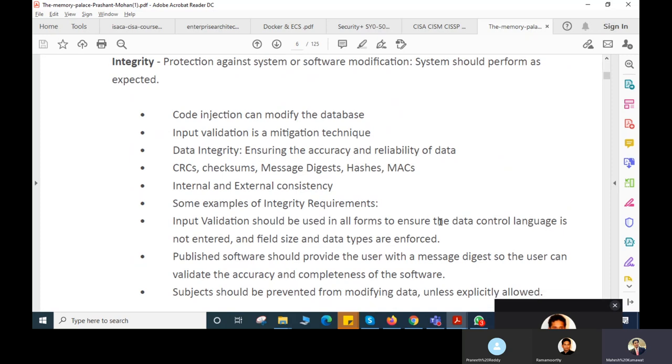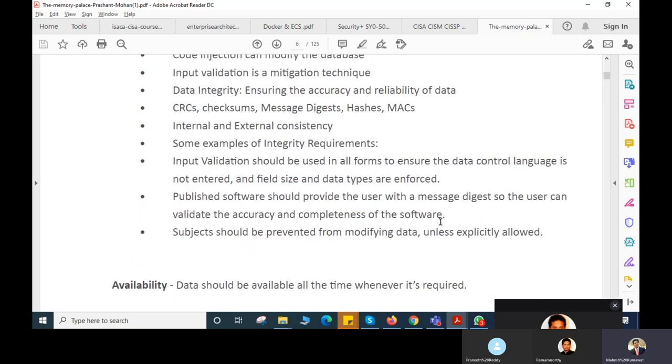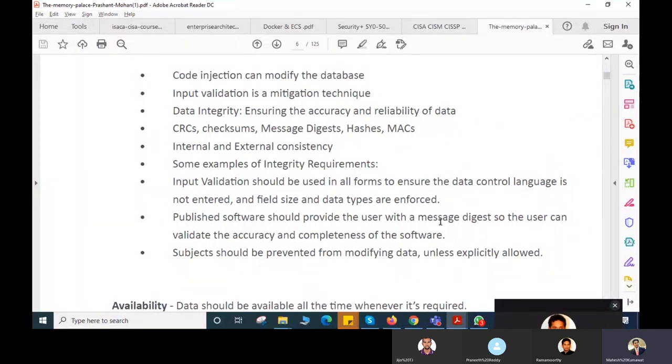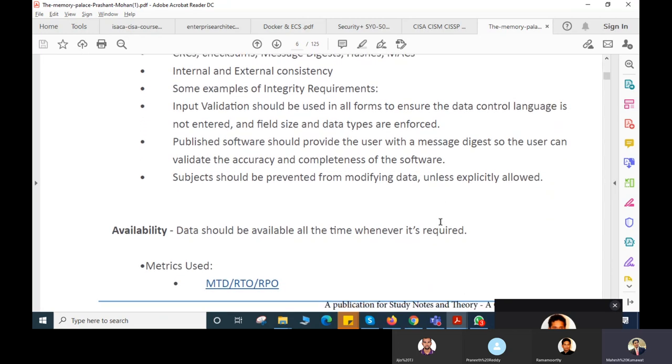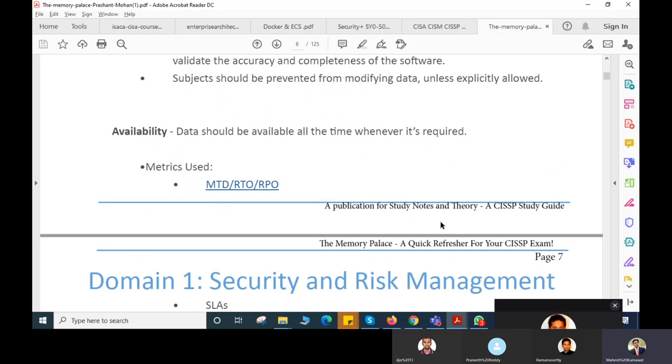So the matter of fact is how you validate your data, in what forms, and published software should provide users with a message digest so that users can validate the accuracy of the components of the software. What I'm trying to tell you is this: if your data is going to be modified in the middle, between source and destination, you require some hash values, some MAC addresses, some checksums, integrity sort of things. You require some input validations. You require protection against code injections, because in the databases, modifications are performed by the hackers.